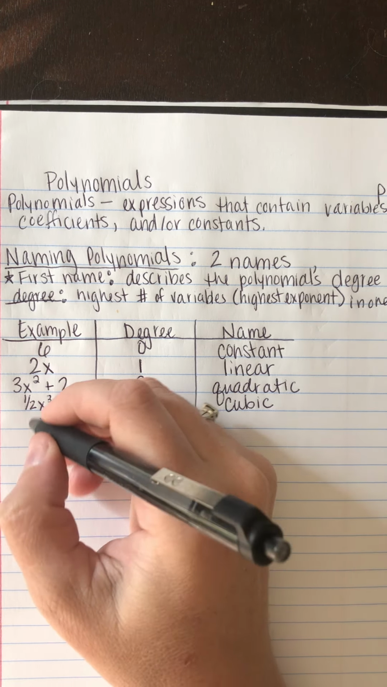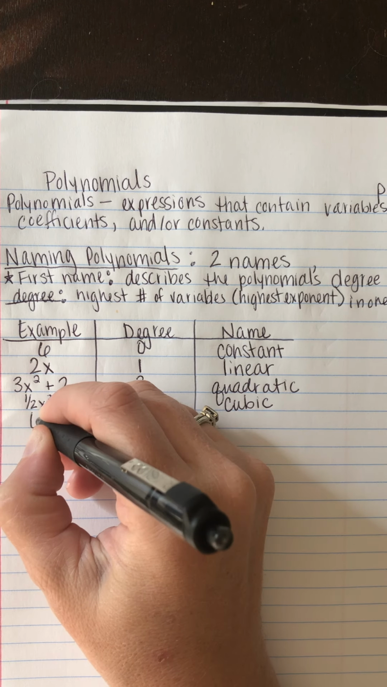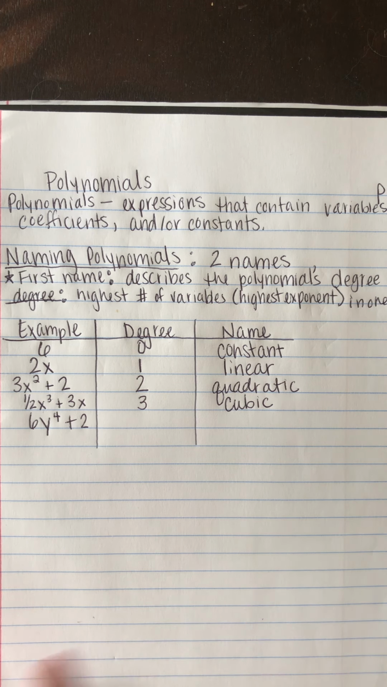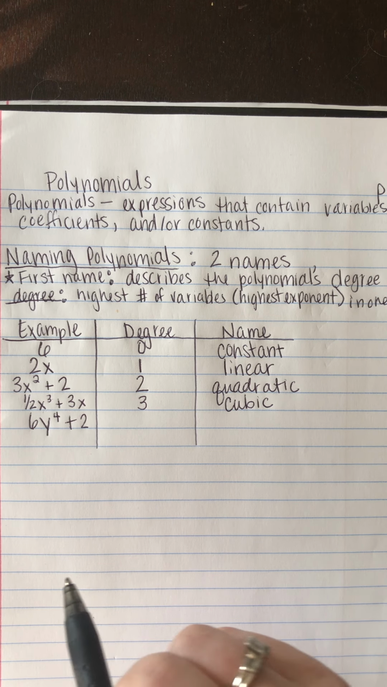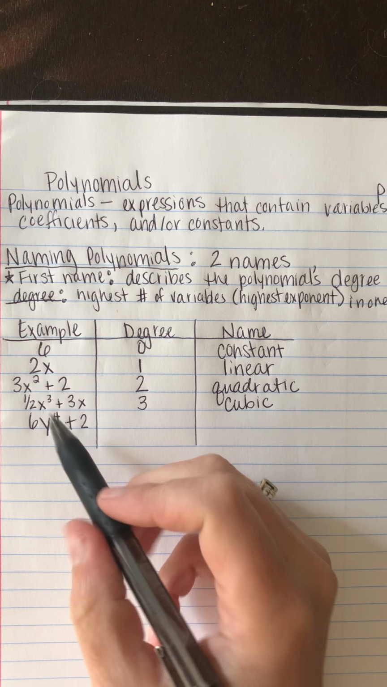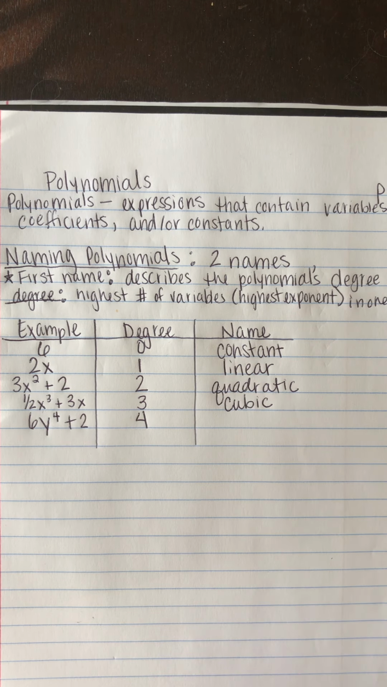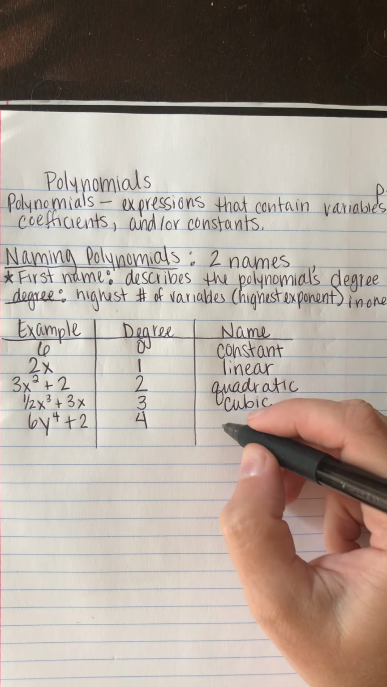All right, our next example, we might just have something like y to the 4th power. Okay, we could have some other stuff here. We could have like 6y to the 4th power plus 2. We could have a bunch of different stuff, but we're always looking for that highest exponent here. And our highest exponent is going to be that 4, so it tells us our degree is 4. This we are going to call quartic.